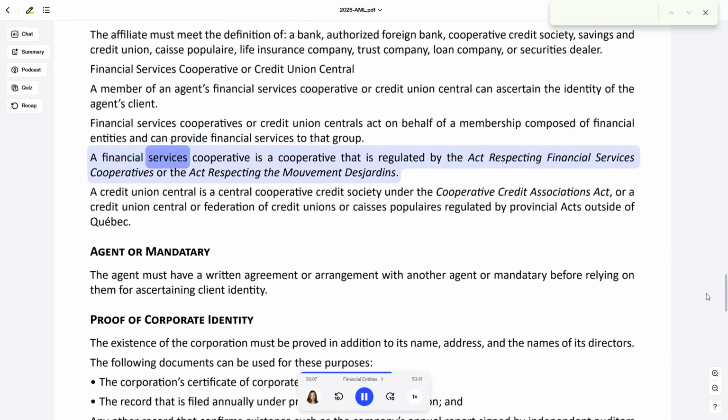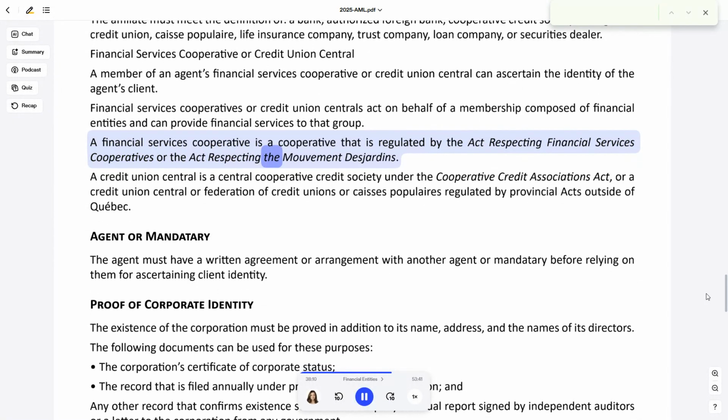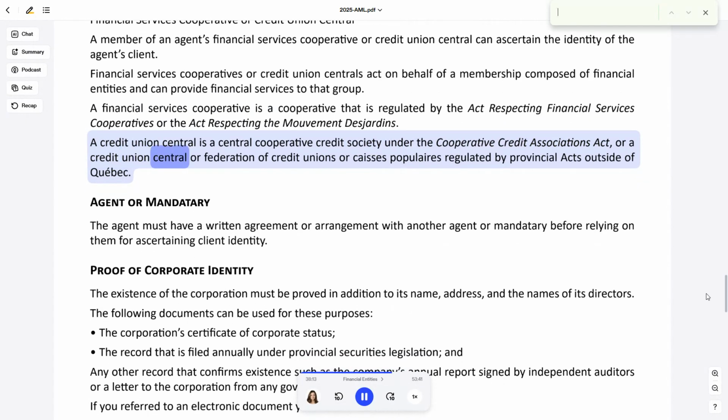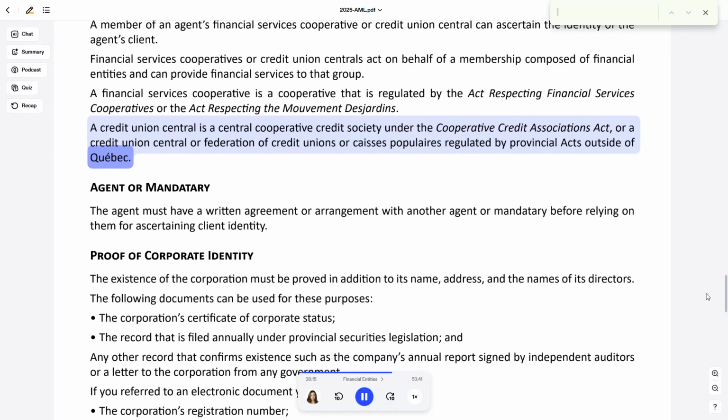A financial services cooperative is a cooperative that is regulated by the Act respecting financial services cooperatives, or the Act respecting the Mouvement des caisses Desjardins. A credit union central is a central cooperative credit society under the Cooperative Credit Associations Act, or a credit union central or federation of credit unions or caisses populaires regulated by provincial acts outside of Quebec.